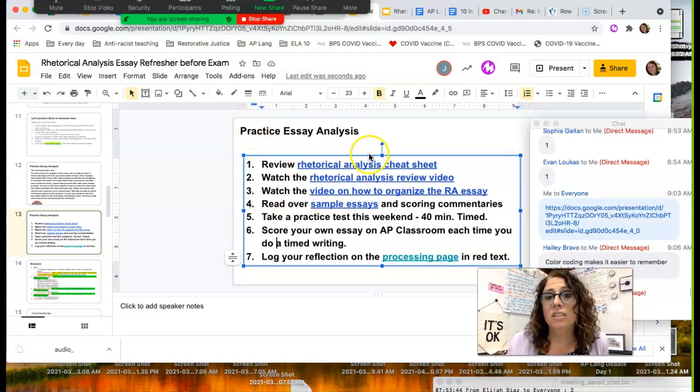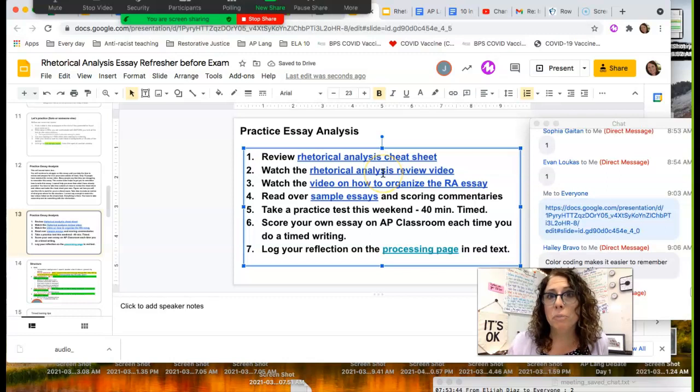But I will say a lot of you didn't do the one in December where you were supposed to write it out in an essay format. And so, it's too late for that now, but now you have to practice. You have to do the writing on AP Classroom. You should have 3 timed writing practices for the rhetorical analysis essay by the time you take your test.